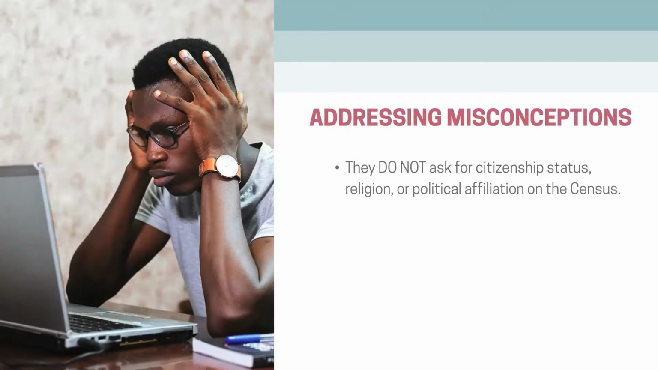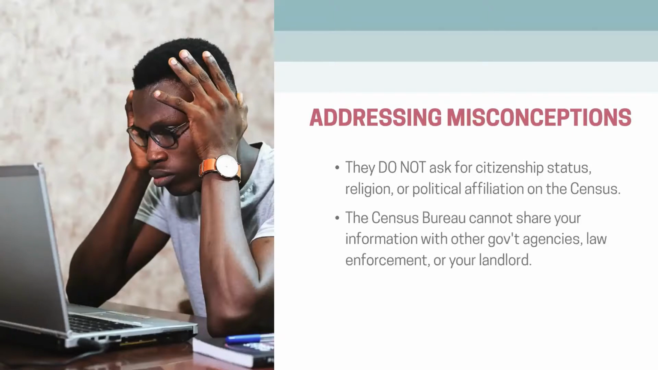It does not ask you either for political party affiliation, for your religion, for your bank account information, or your social security number. The Census Bureau also cannot share your information with other government agencies, with law enforcement, or with your landlord. So if you're worried that your landlord could find out that you have more people living in your rental than is allowed, keep in mind that your landlord cannot access your census information. That is against the law.